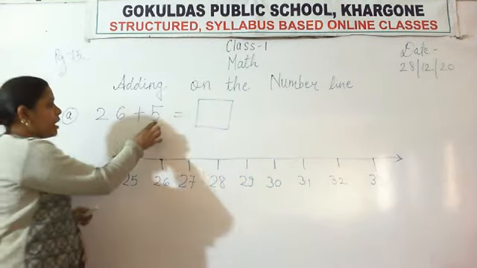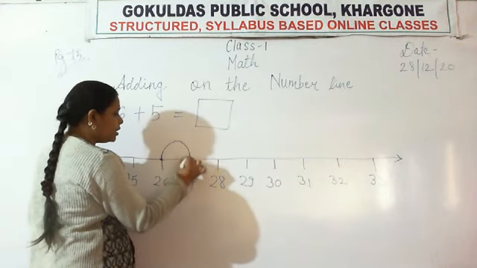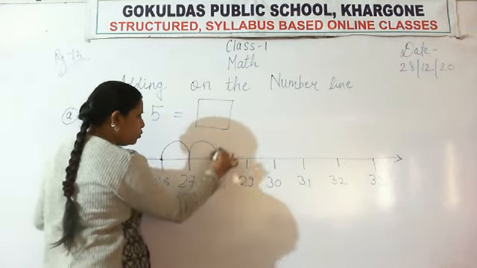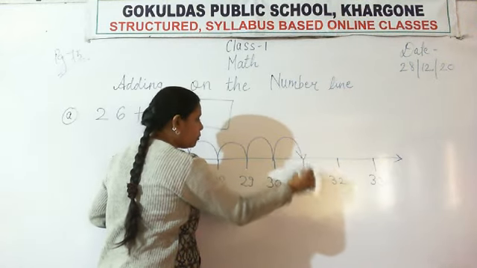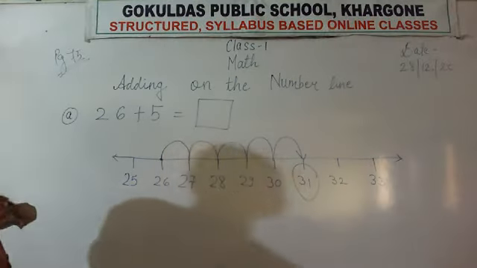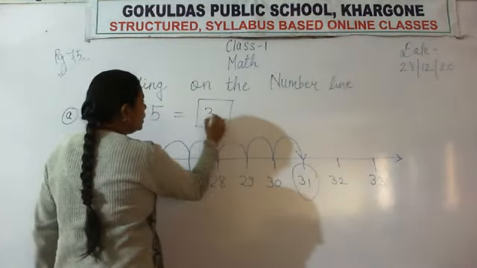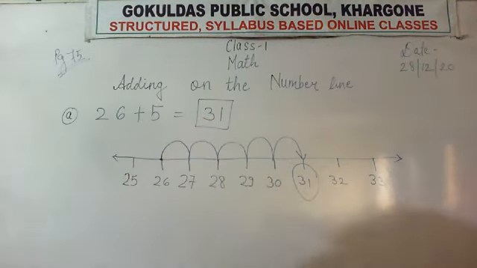But how many steps do we have to move? 5 steps. So jump 5 steps. Take one step: 1, 2, 3, 4 and 5. Where did we reach? 31. So 26 plus 5 is 31. Right, here 31. Copy fast from the board. Copy fast.